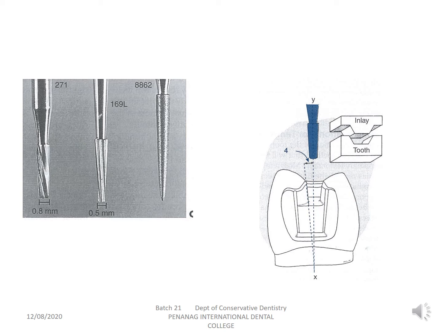The number 271 bur head length is 3 millimeters, whereas the 169L bur head length, I'm talking about the bur head, is 5 millimeters. The 8862 bur is a fine grit, flame-shaped diamond.